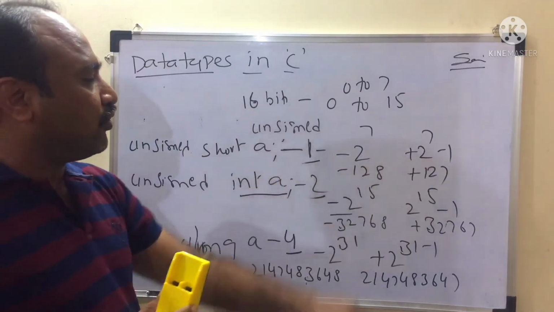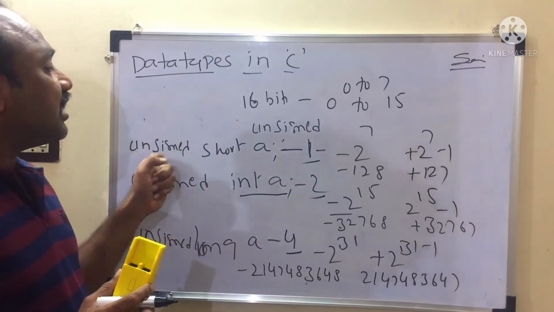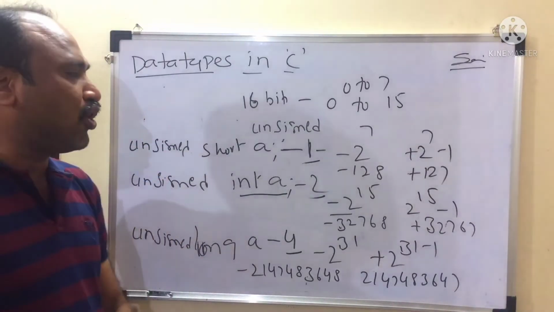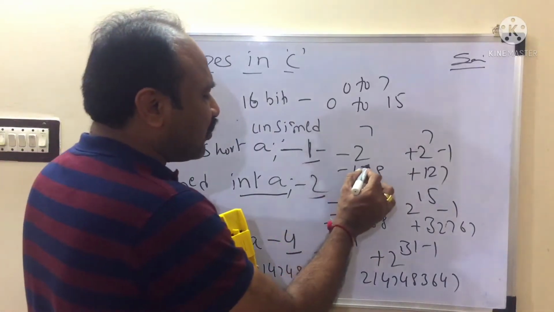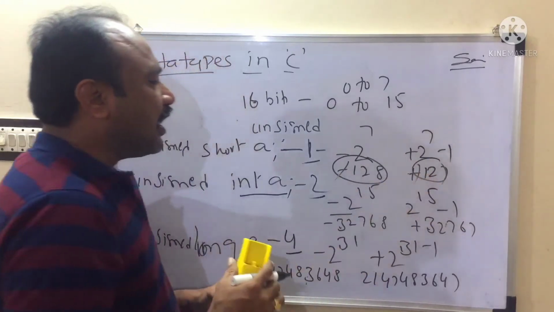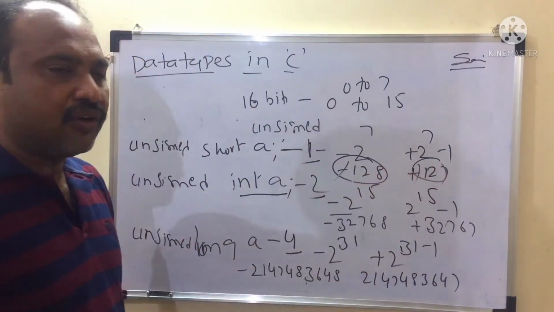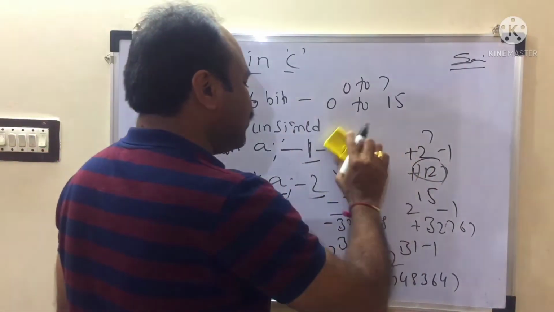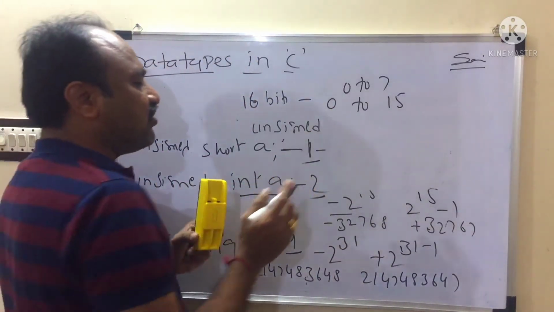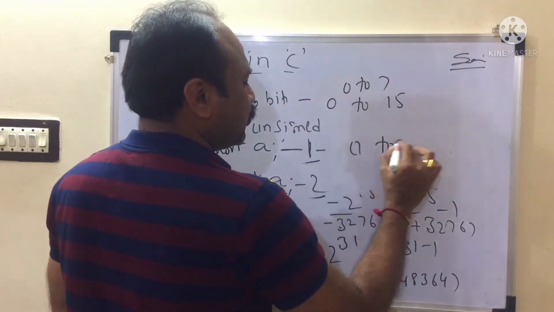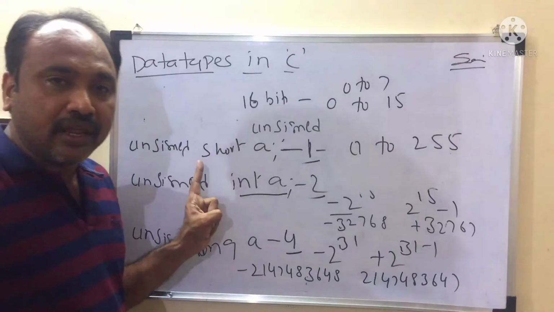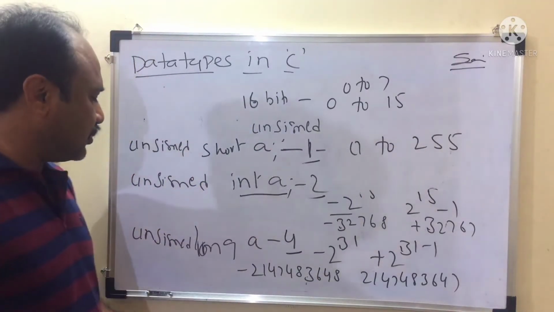Short integer, what is the range? Minus 128 to plus 127. Unsigned short, what is the meaning of that? It will accept only positive values. Please add these two, minus 128 and 127, forgetting the minus symbols. Add 128 plus 127, 255. So the range of values accepted by unsigned short a is 0 to 255, because unsigned will accept only positive values.